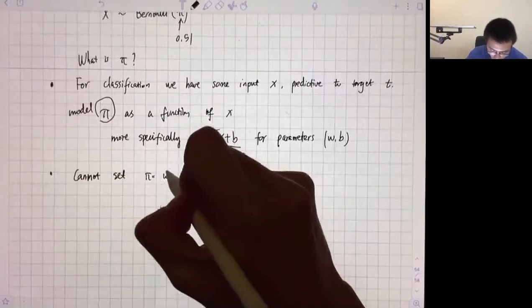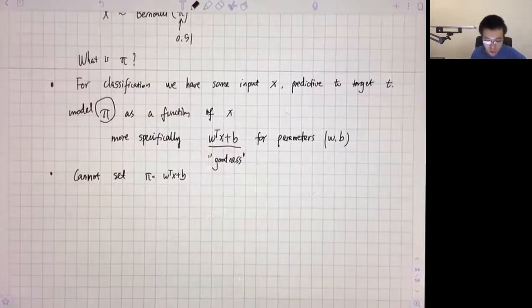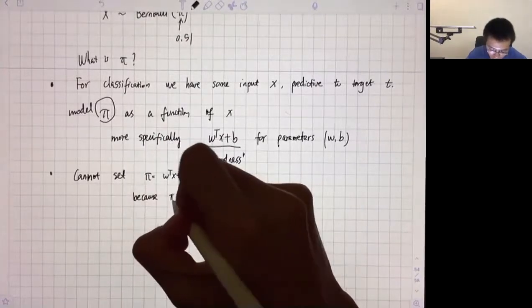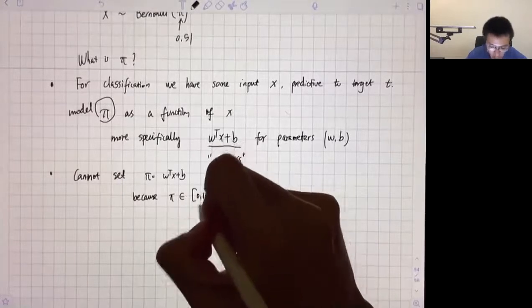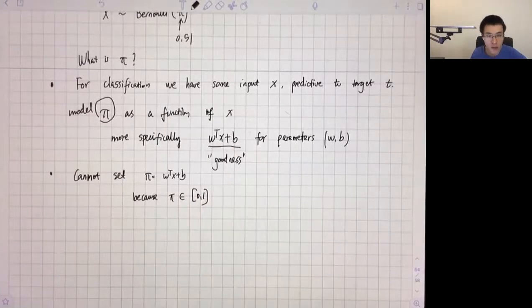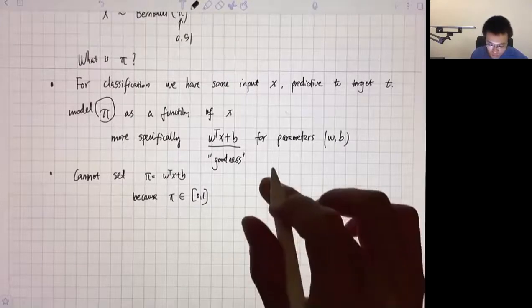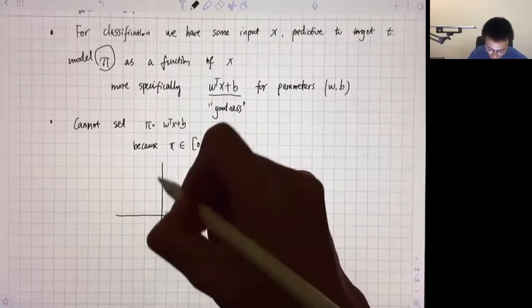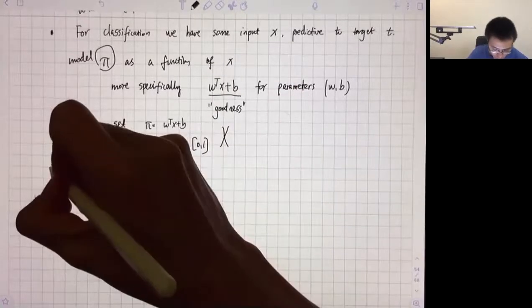pi is W transpose X plus B, right? Because pi must be in 0 and 1. If you set pi equals W transpose X plus B, and maybe your features this time are a few times larger than before, then it goes out of your feasible region, then it's invalid. It's a runtime error, so you cannot do that. So this is wrong.